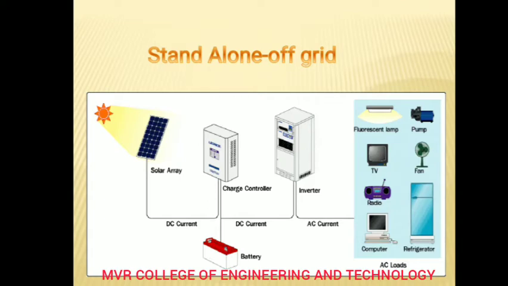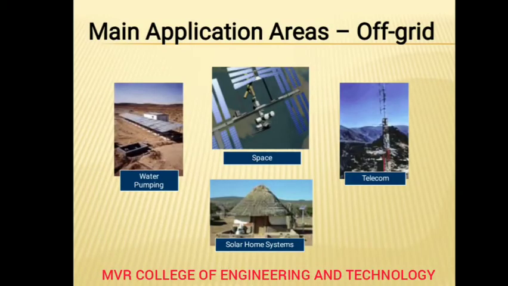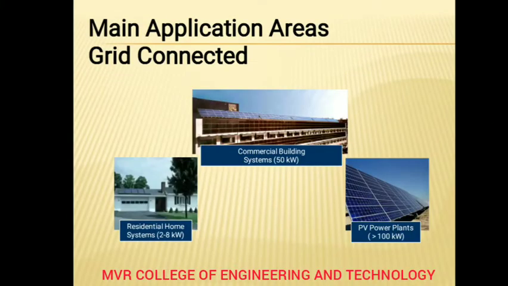So you can use this stand-alone off-grid. Let us see the main application areas for the off-grid. For water pumping, you will use these solar panels, and for space, also mostly these solar panels are used. And next one is solar home systems and telecom systems; like that you will use this off-grid solar system.